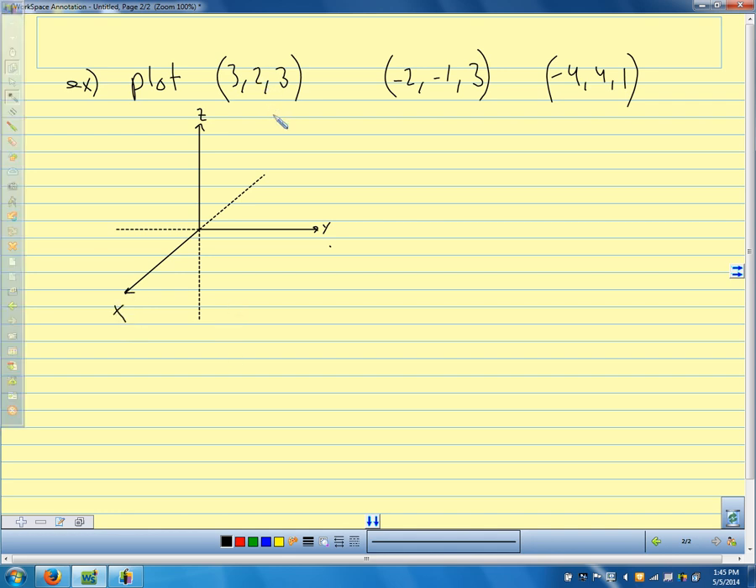So the point 3, 2, 3, we plot it just like we do in the xy plane. This is x, y, z. I'm going to go 3 units in the x direction, 2 units in the y direction, and then 3 units in the z direction. So I'm going 3 units here, 2 units there, and 3 units up. So that would be the point 3, 2, 3.